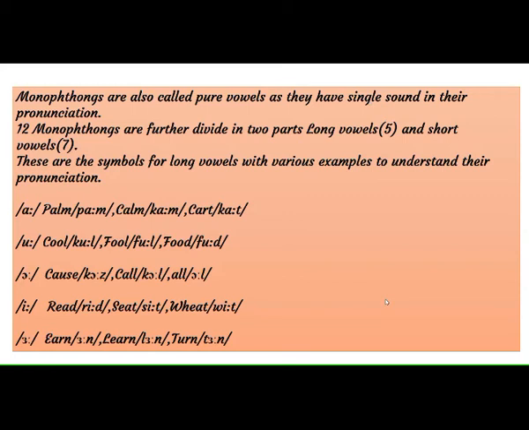So we have 5 long vowels. The monophthongs are divided into 5 long vowels and 7 short vowels. Here I will talk about the 5 long vowels and their symbols, such as palm, calm, caught. The L sound is silent, we don't pronounce L here and here, in calm, and the R sound in caught. We don't pronounce them.